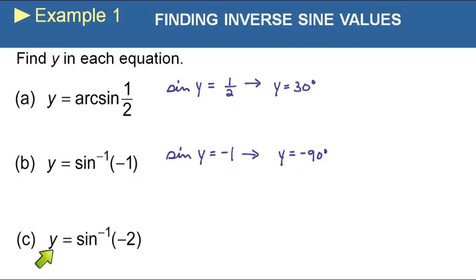Okay, part C, y equals sine inverse of -2. We'll switch into regular function form and we'll say the sine of y equals -2. Okay, now think, you know that all sine values have to be between -1 and +1. So how can we have an angle whose sine is -2? And the answer is we can't. That angle does not exist, so this is not possible.